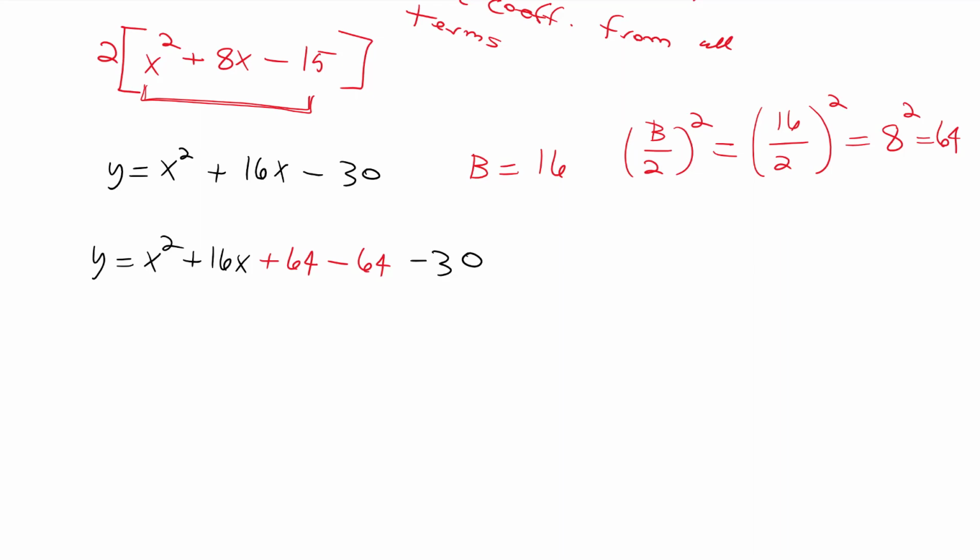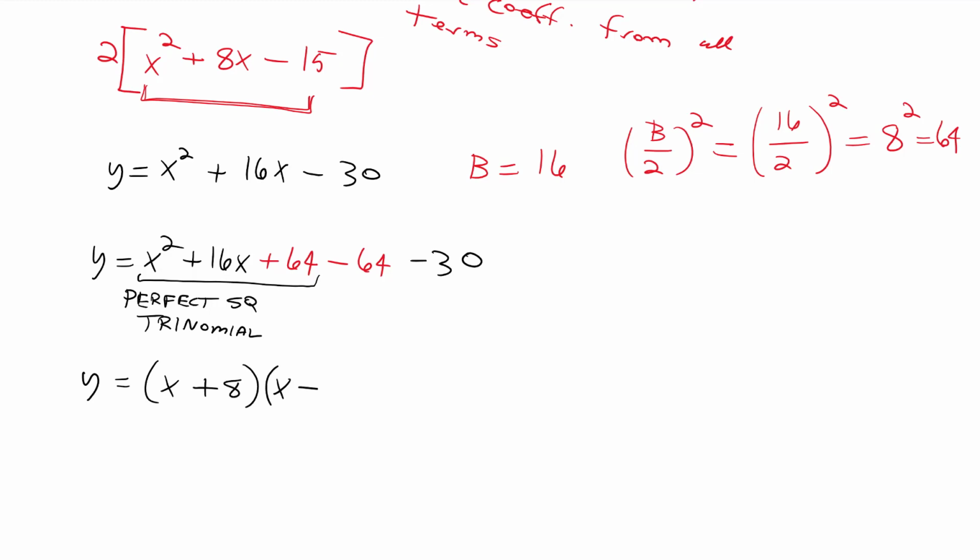And I did that because this is a perfect square trinomial. Very important, because this can be factored, all right, just that portion of it. So we're going to say y is equal to x plus 8 times x plus 8. And then we write down the rest of the problem, minus 64 minus 30.